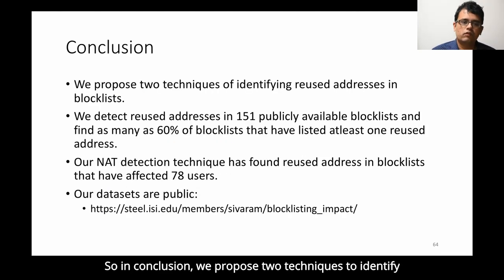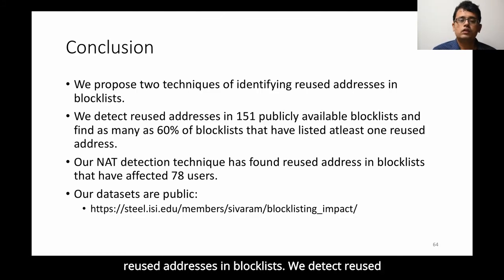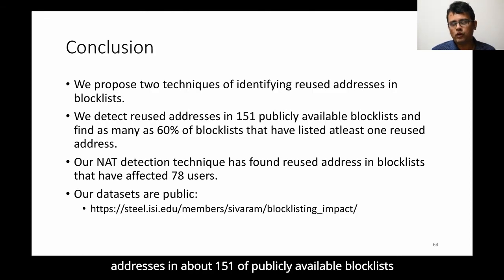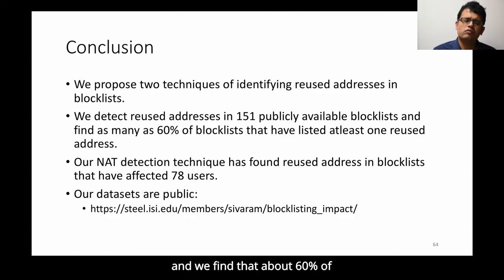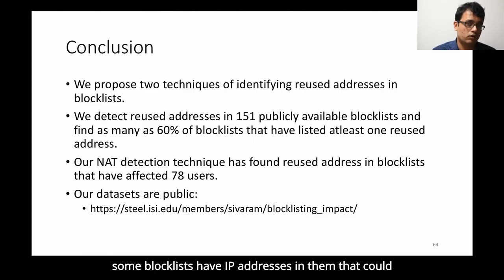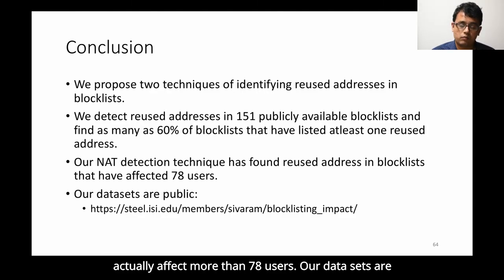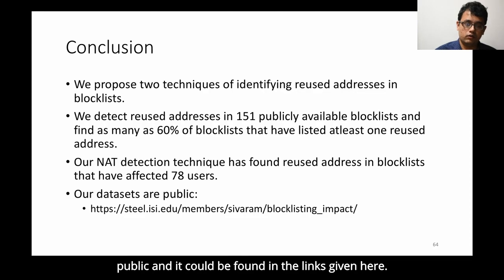So in conclusion, we propose 2 techniques to identify reused addresses in blocklists. We detect reused addresses using about 151 publicly available blocklists, and we find that about 60% of these blocklists list at least 1 reused address. Our NAT detection technique has also found that some blocklists have IP addresses in them that could affect more than 78 users. Our datasets are public, and can be found in the links given here.